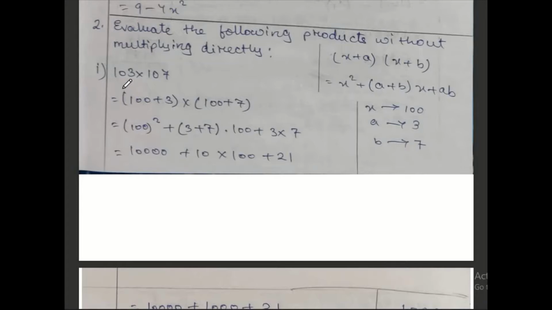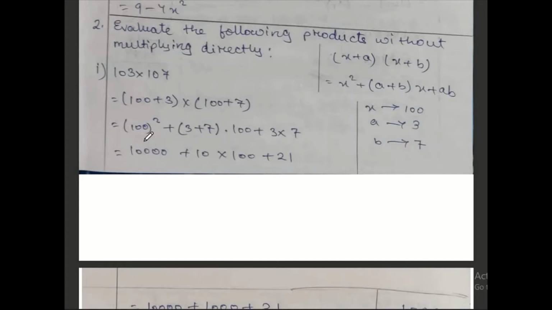So let us break 103 with the help of the nearest round figure. Round figure means 100, 1000, 10, 20. These are all round figures. So 103 we are breaking by 100 plus 3. By 100 you broke this, so the second one also you should break by 100 only. So 100 plus 7. One is 100 plus 3, one is 100 plus 7. So it looks like the x plus a into x plus b model. So here x is 100, a is 3, b is 7.